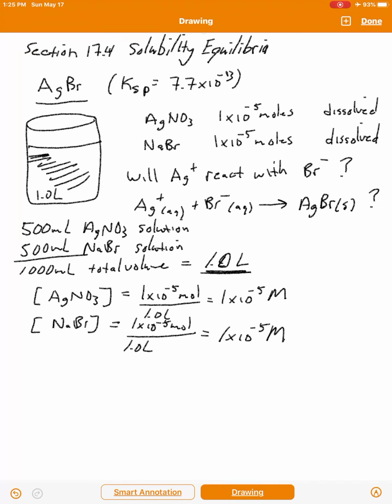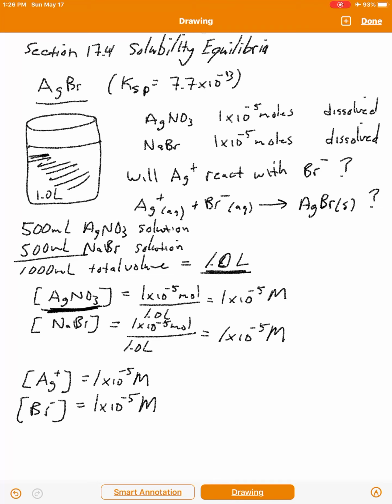Now here's what you do. You say, okay, in this solution, since both of them dissolved, the concentration of silver is going to be 1 times 10 to the minus 5 molar, right? Because this dissolves completely. The solubility guidelines tell us that nitrates will dissolve completely, within reason. So that means all of it's dissolved. So the concentration of the silver ion would be the same, 1 times 10 to the minus 5. It's also true that the bromide concentration would be 1 times 10 to the minus 5. They would both be 1 times 10 to the minus 5 molar.